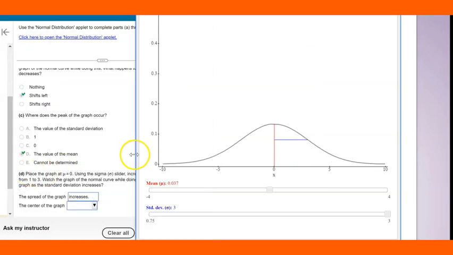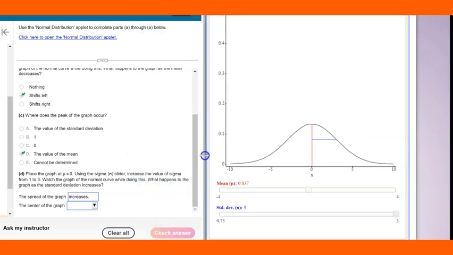Part D. Place the graph at mu equals 0. Let's set mu to 0. Mu 0.